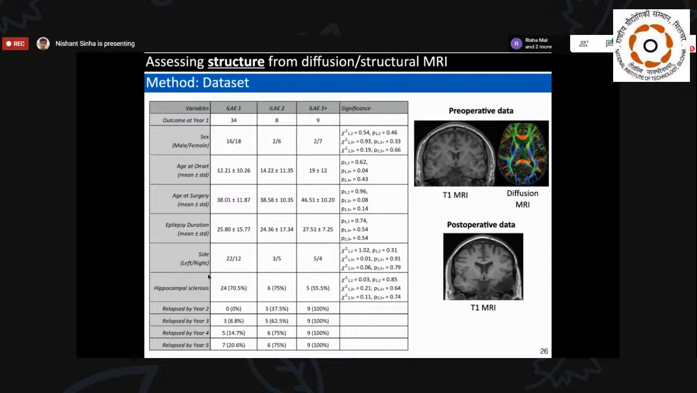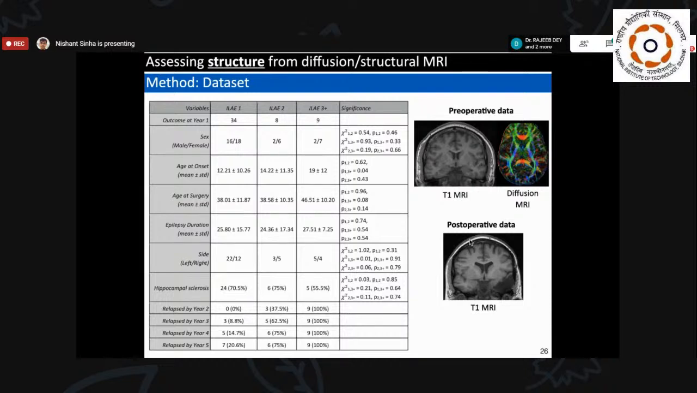Each of these patients was followed up for up to 5 years, and the ILAE seizure outcome scales were updated every year. Therefore, we could determine which of these patients had a relapse of seizures at a later time point. For each of these patients, a T1-weighted MRI and a diffusion MRI were acquired before the surgery, and a T1 MRI was acquired after the surgery. We can see here that this part of the brain was resected, which appears black here. And this is the T1 MRI before the surgery.